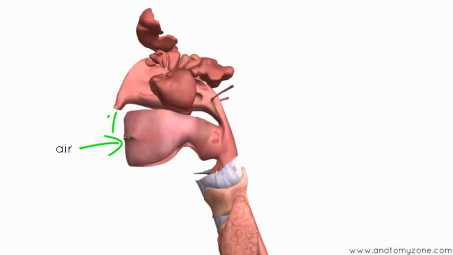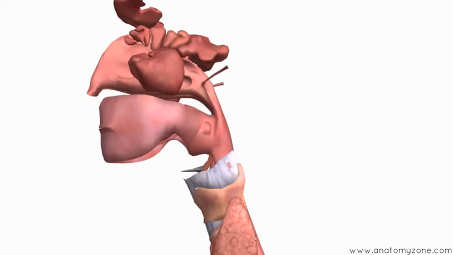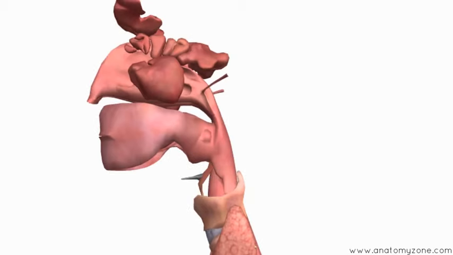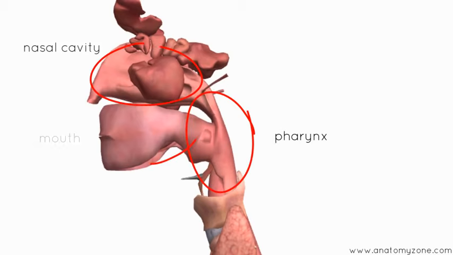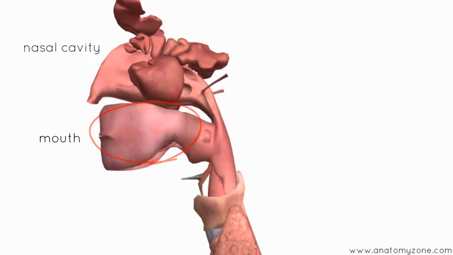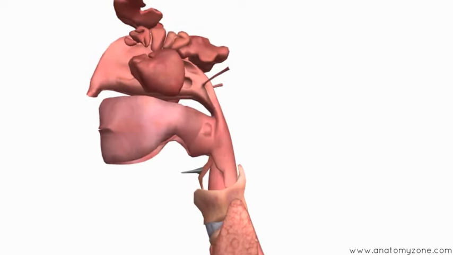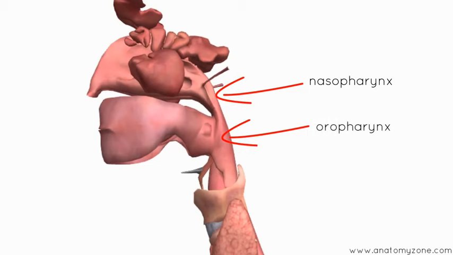The other pathway for air is through the mouth. The air enters into the mouth and passes posteriorly into the pharynx. The pharynx is this muscular tube posteriorly behind the nasal cavities and the mouth, and it joins the nasal cavities and the mouth to the esophagus and the larynx below. You've got three parts to the pharynx: the nasopharynx at the top, the oropharynx, which is just behind the mouth, and the laryngopharynx, which sits inferiorly.